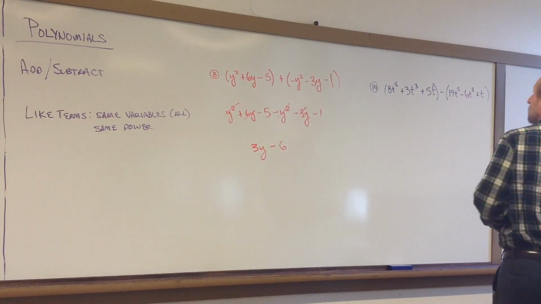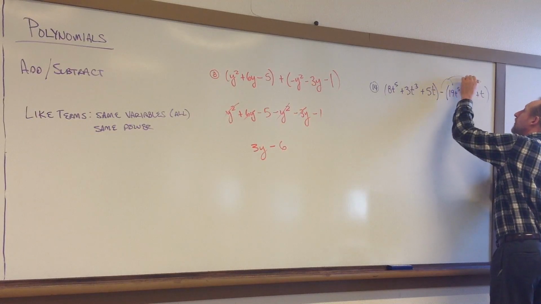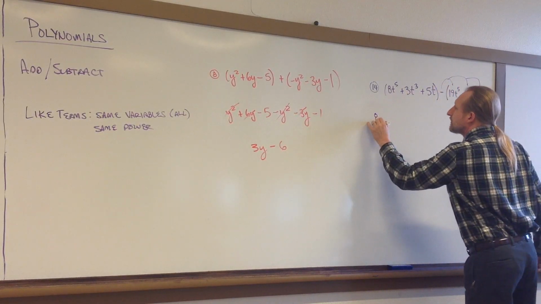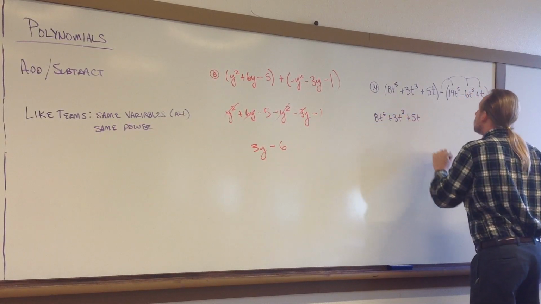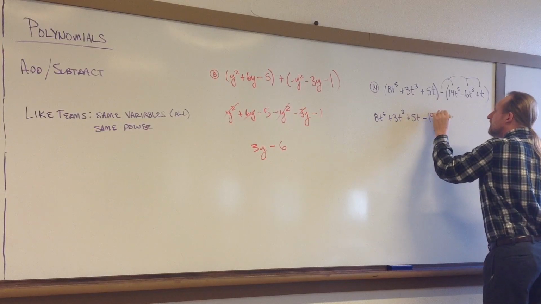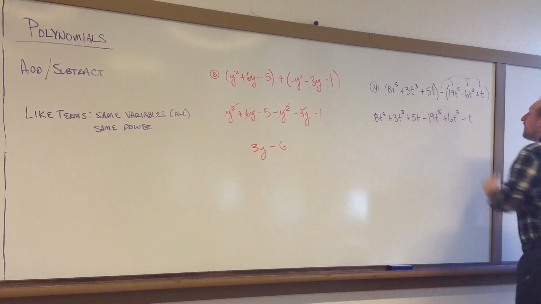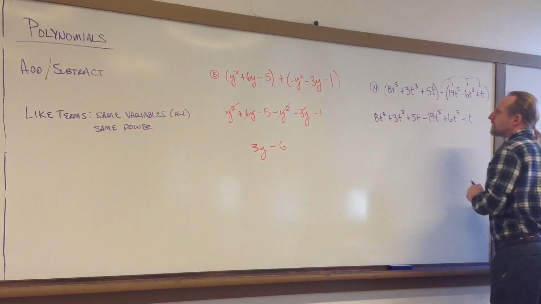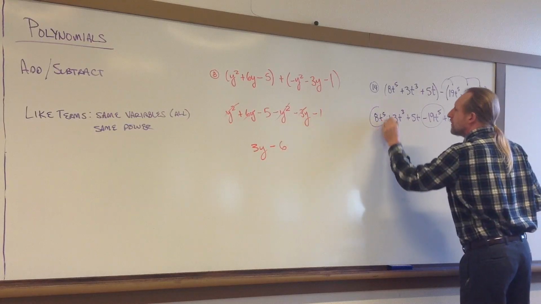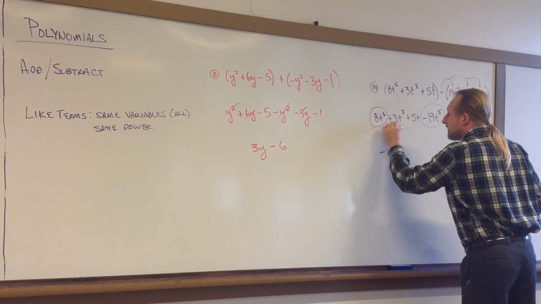So let's see here. This one's subtraction, and so we have to distribute this into the parentheses. So this one stays the same, 8t to the 5th, 3t to the 3rd plus 5t, and then minus 19t to the 5th plus 6t to the 3rd, and then minus 1t, right? We've got to distribute this 3 times there. So the t to the 5ths are like terms, and so 8 minus 19 should give us negative 11t to the 5th power.